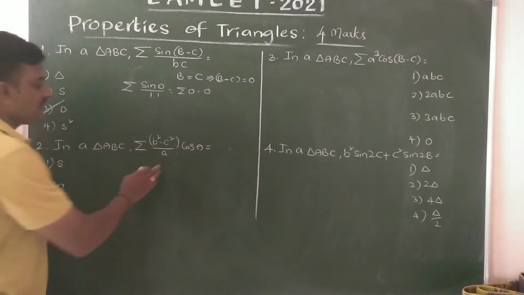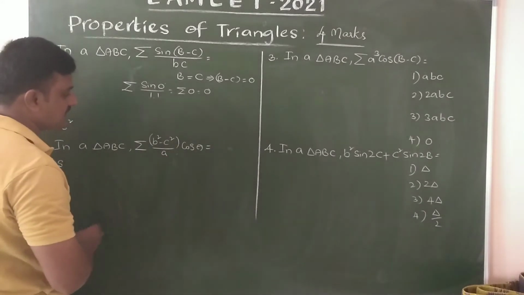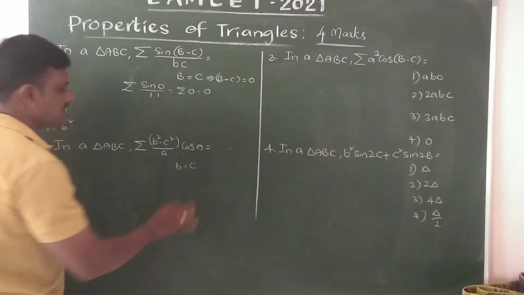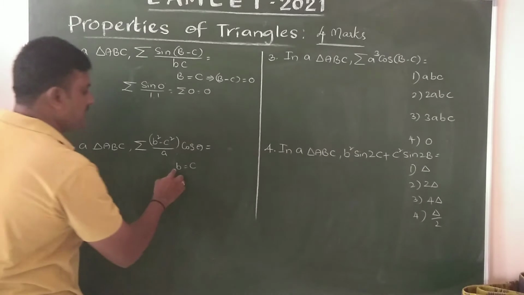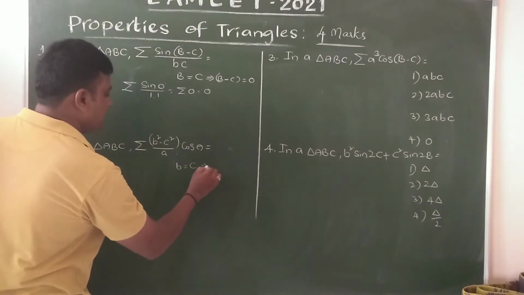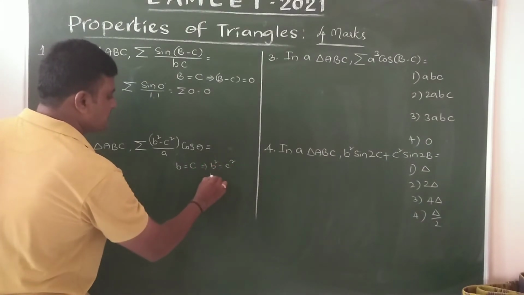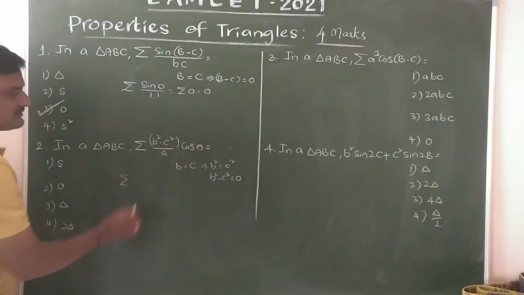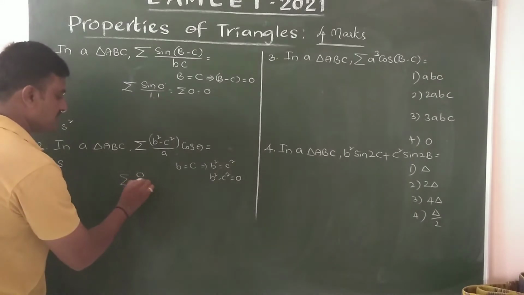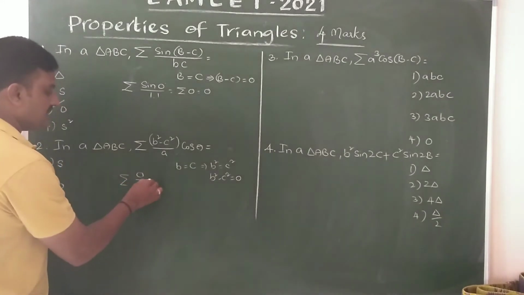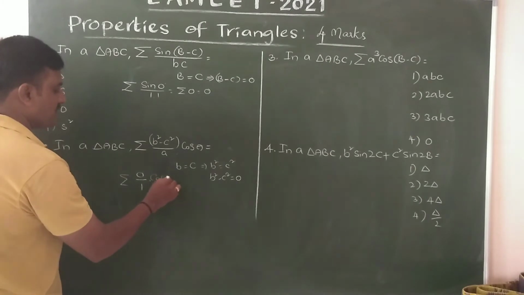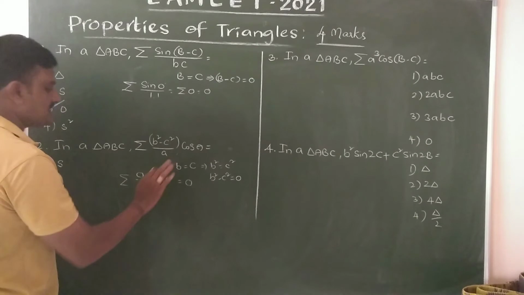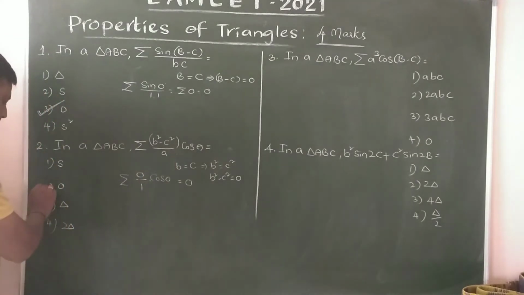Let here also, a equals b equals c definitely, and b equals c, then b square equals c square, so b square minus c square equals 0. Then applying sigma (b square minus c square), it should be 0, then it is 1, and cos 0 is 1, then that equals 0. 0 into something is 0. Then sigma 0 is 0. Okay, second option.